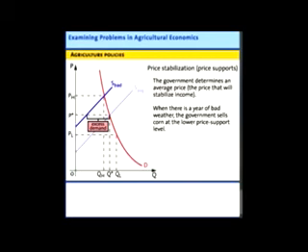If the government keeps the price at P star, then the farmers are going to find that they're not able to sell corn at P star to all the people that they have corn for. In fact, the quantity supplied is going to be much larger than the quantity demanded. We have an excess supply of corn at a price of P star.